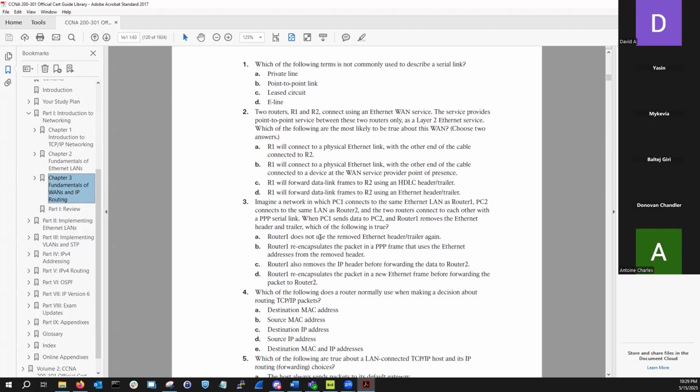Okay. Question 2. Two routers, R1 and R2, connect using an Ethernet WAN service. The service provides point-to-point service between these two routers only, as a layer 2 Ethernet service. Which of the following are the most likely to be true about this wide area network? Choose two answers. Antoine.